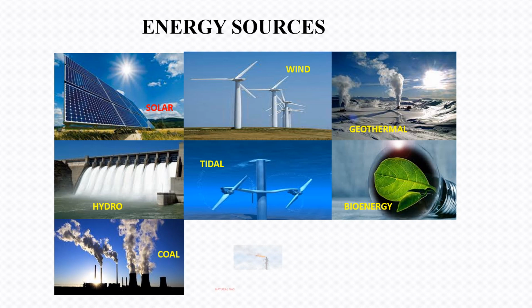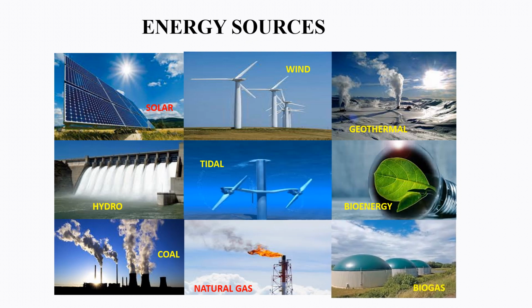Then we have coal, we have natural gas. Both coal and natural gas are conventional ways of generating electrical energy, and those are what we are trying to face out because they generate emissions and they contribute to global warming. Biogas is another source of energy produced from food and animal waste when they are broken down by microorganisms in the absence of oxygen. And that's what we regard as anaerobic digestion.